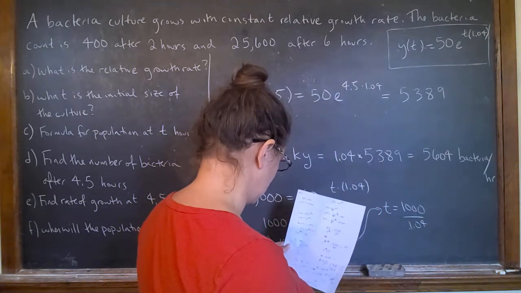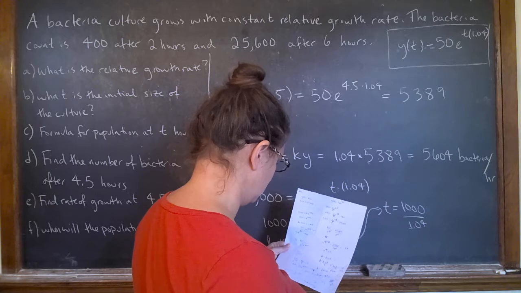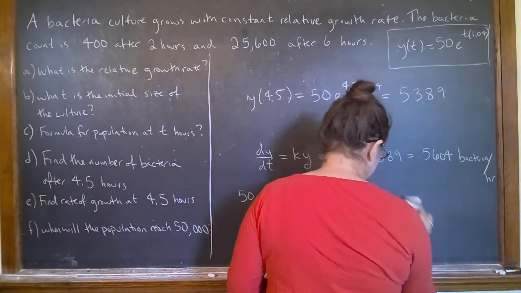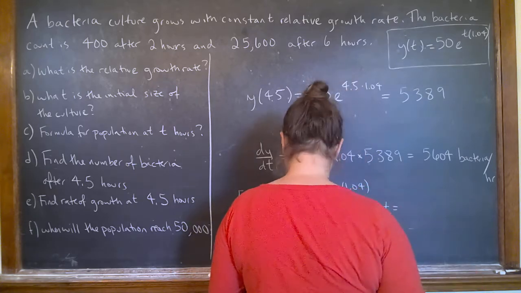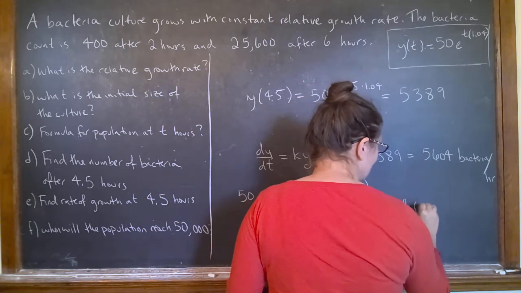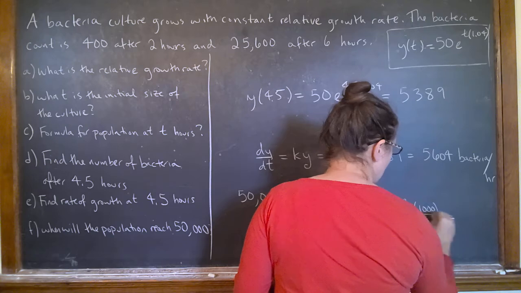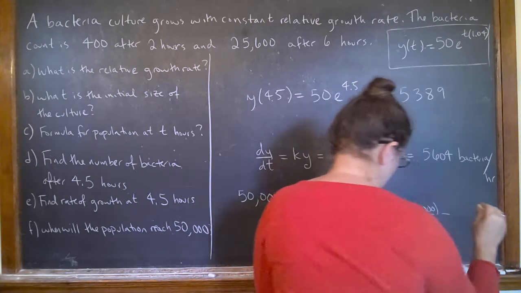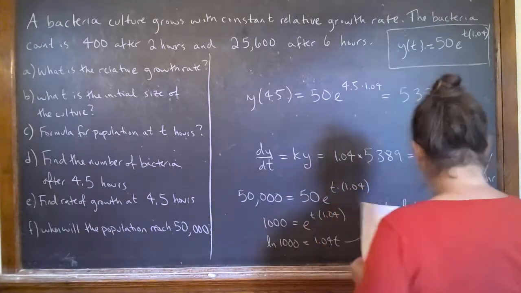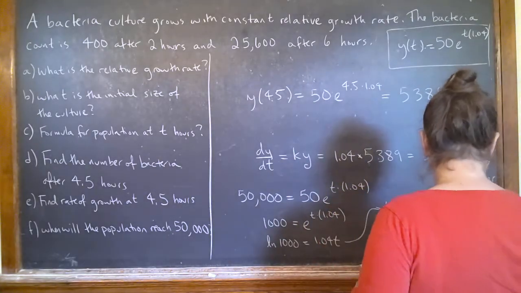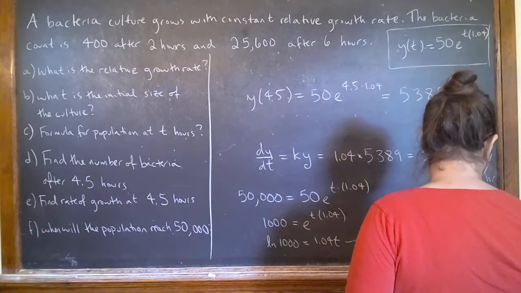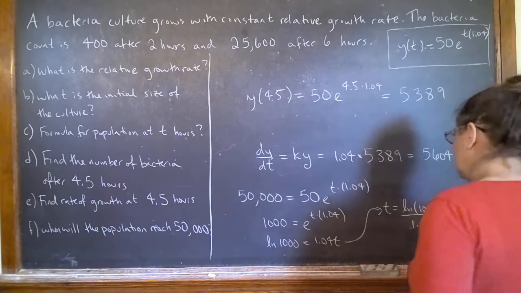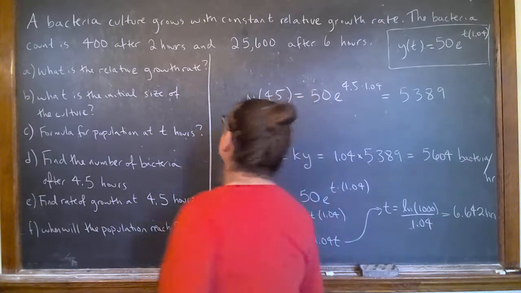And that gives me t being, whatever this was. I'm like, something's wrong because that's not the right answer. I lost the natural log when I rewrote it. Natural log of 1,000 over 1.04. And this is, let's see here somewhere. Oh, here it is. I have to write these better. 6.642 hours. And that makes somewhat sense, right?